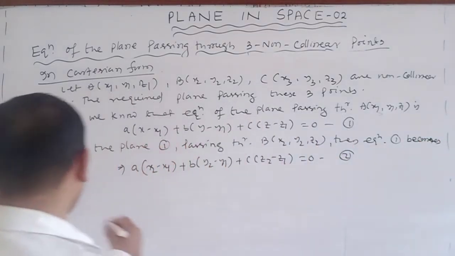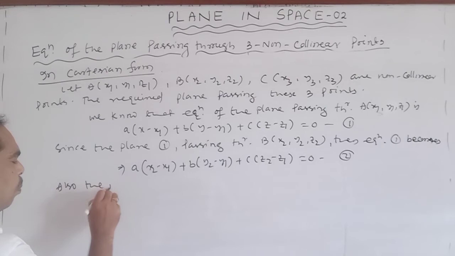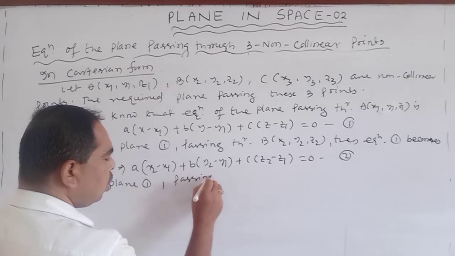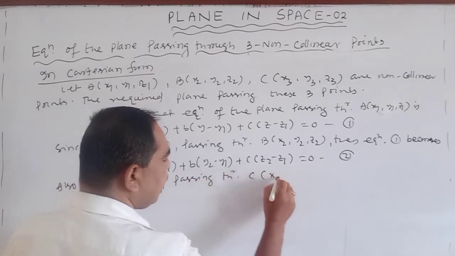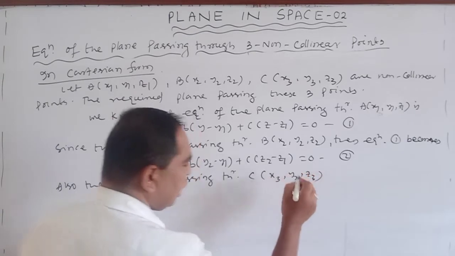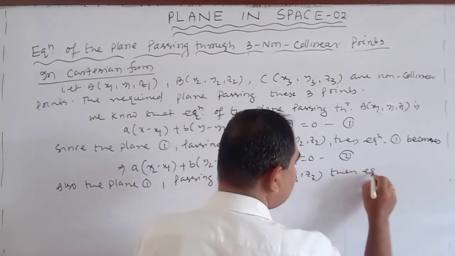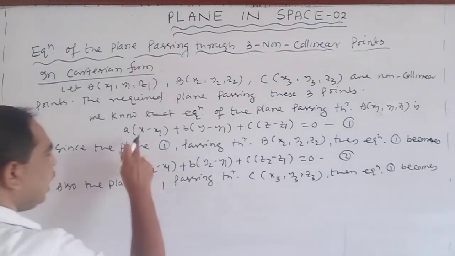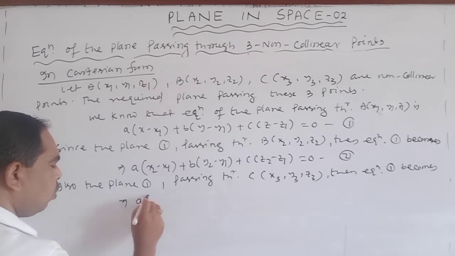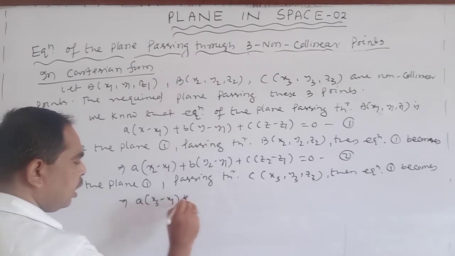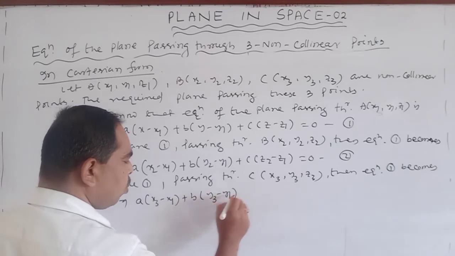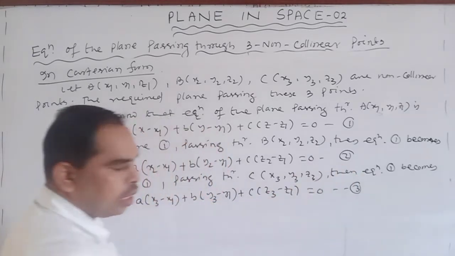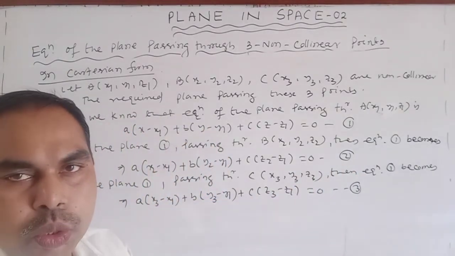Also the plane 1 passing through C (x3, y3, z3), then equation 1 becomes a into x3 minus x1 plus b into y3 minus y1 plus c into z3 minus z1 is equal to 0. This is equation 3. So we get three equations, 1, 2, 3.